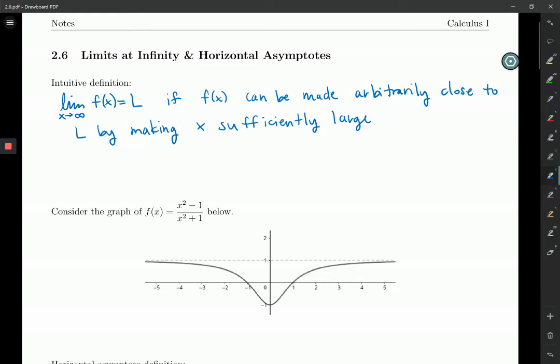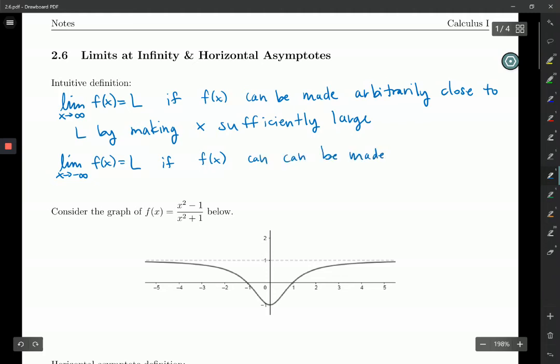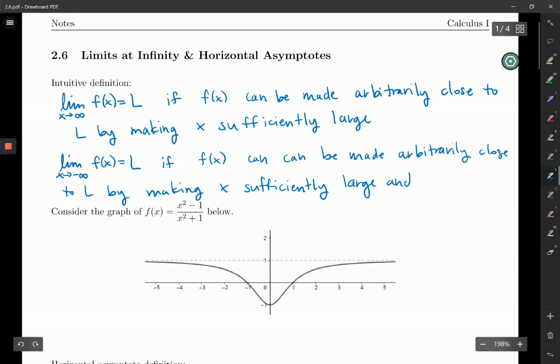And then the corresponding limit as x goes to minus infinity is equal to L. It's basically the same thing. So if f of x can be made arbitrarily close to L by making x sufficiently, here we will want large and negative.